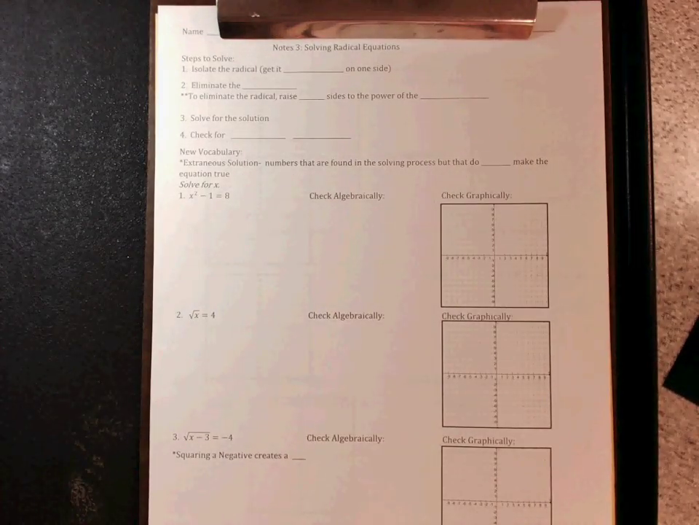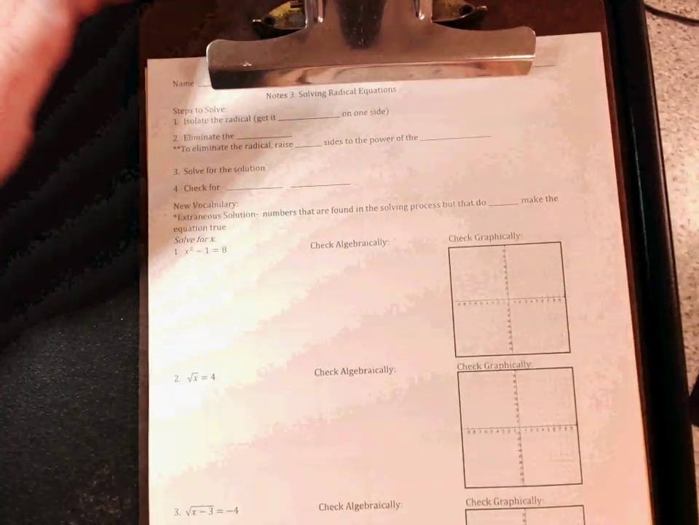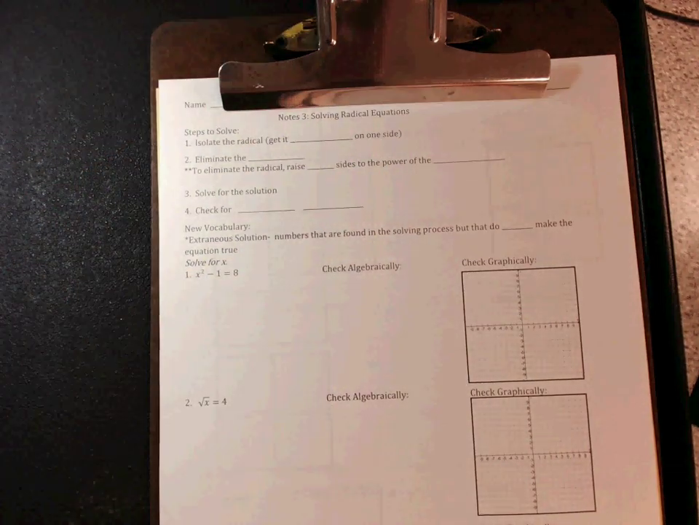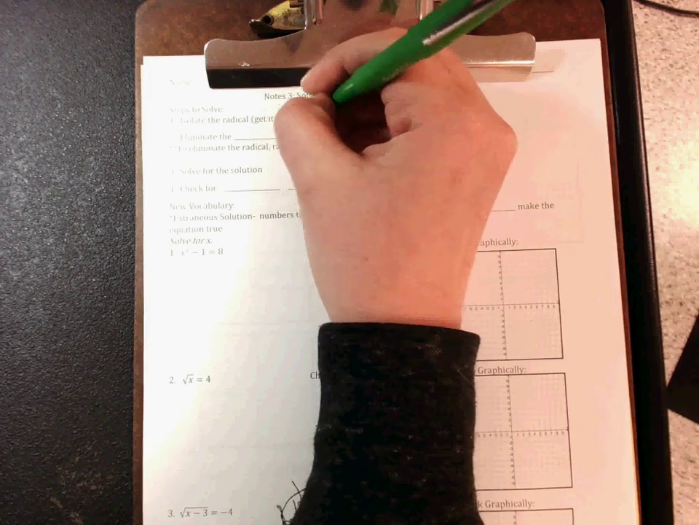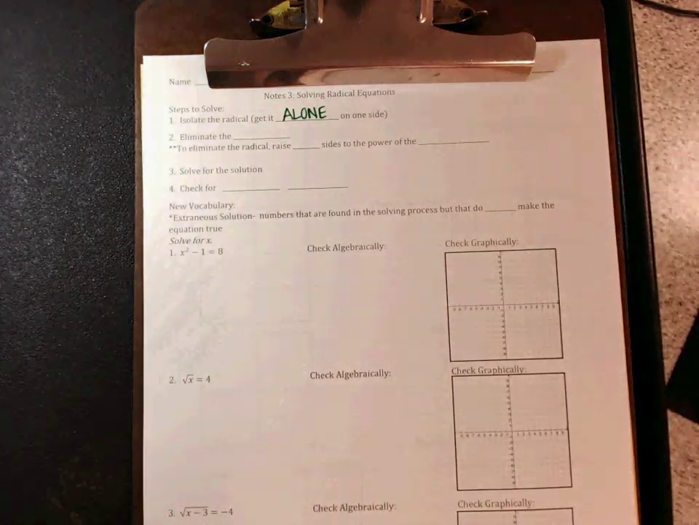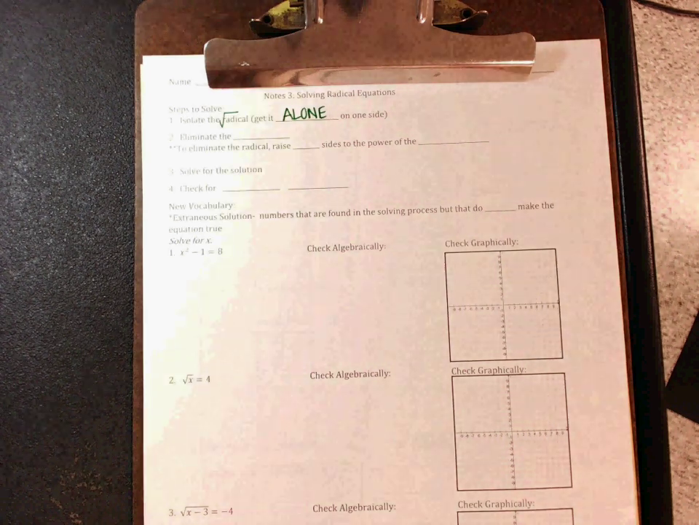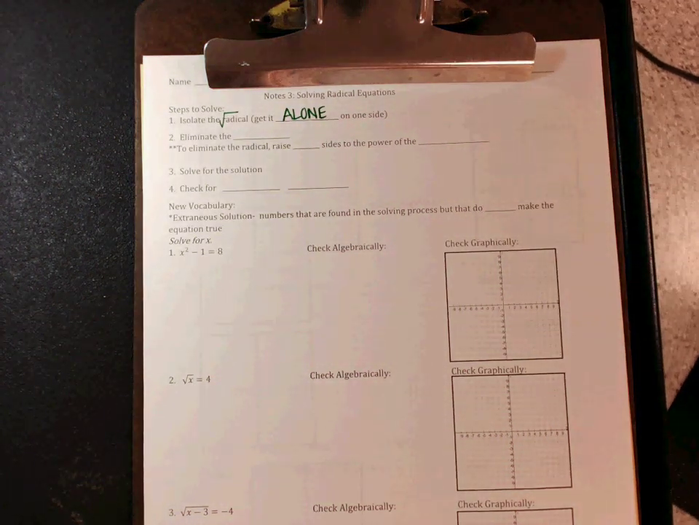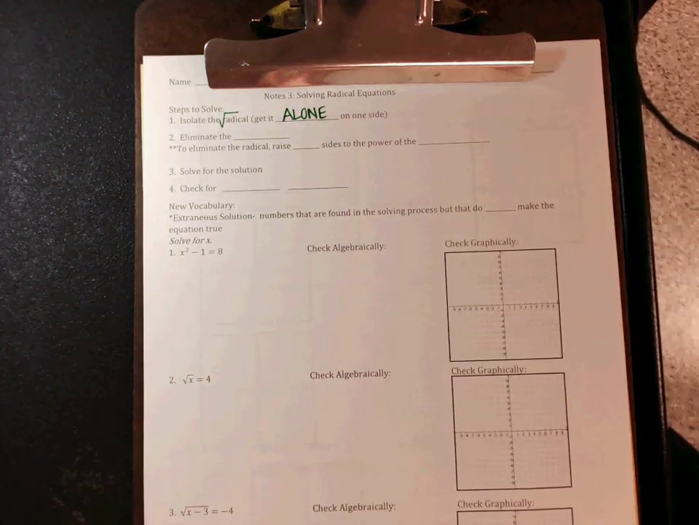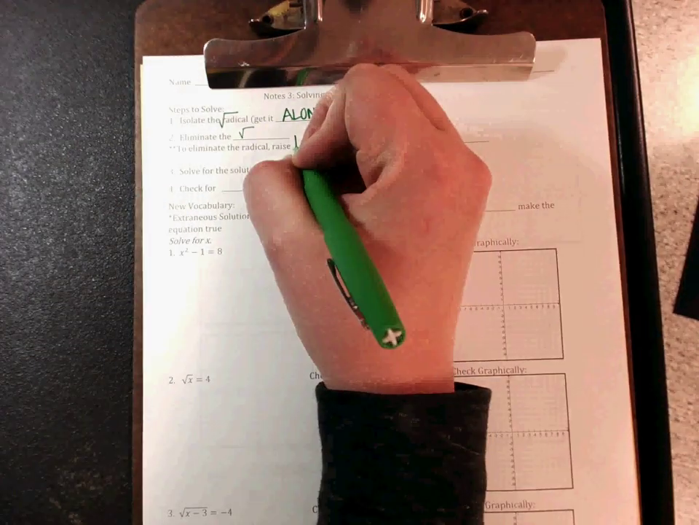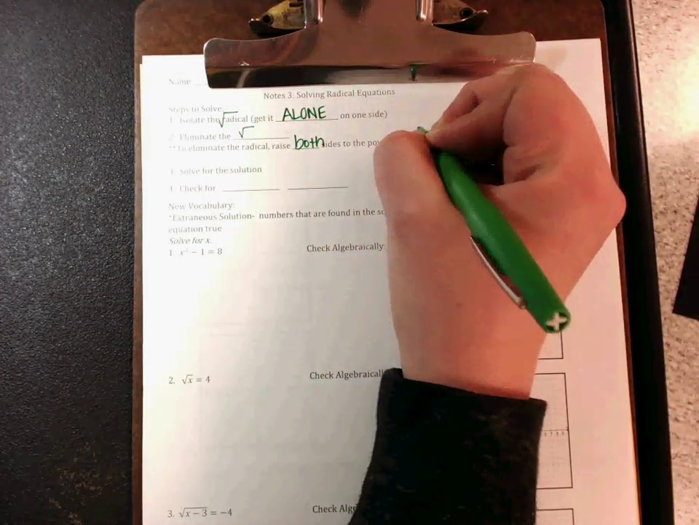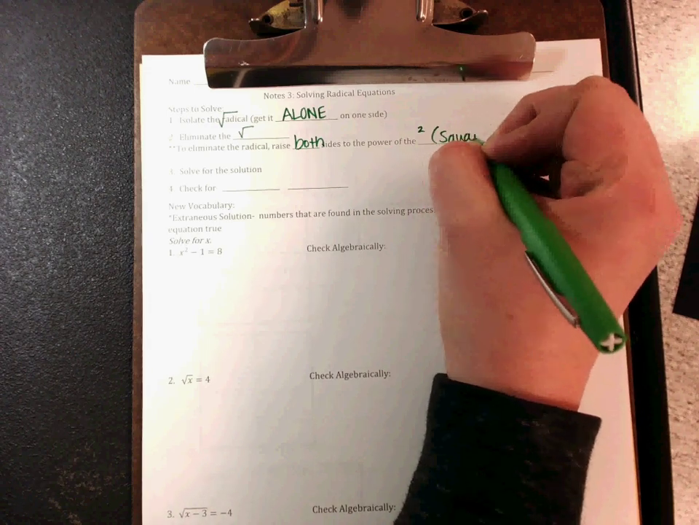Too much work. All right, so at the top, the first thing that you're going to do is isolate the radical. That means to get it alone. Now, a radical is the same as a square root, but a radical includes other kinds of roots which you don't have to worry about for today or next week. Then how do you get rid of a square root? You're going to raise both sides to the power of 2, which basically means to square them.